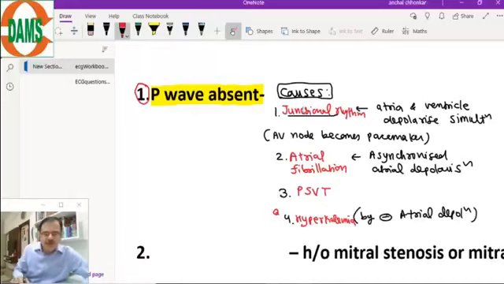So there are 4 causes of absent P waves: junctional rhythm, atrial fibrillation, PSVT and hyperkalemia. In the ECG we will not be able to see the P waves. Coming to abnormality number 2 of the P wave. What will happen to atrial repolarization in the junctional rhythm? It will be hidden by the ventricular repolarization.